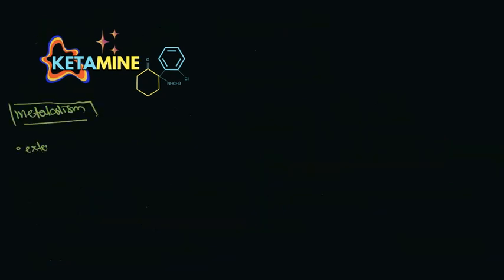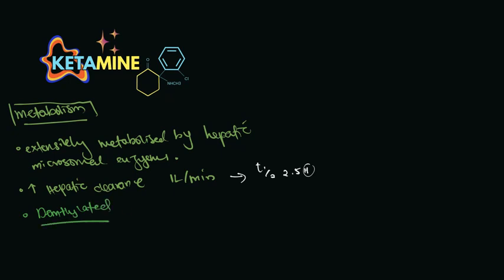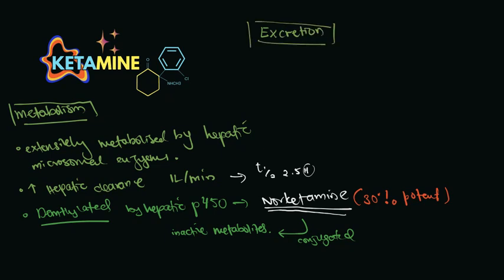As for its metabolism, ketamine is extensively metabolized by hepatic microsomal enzymes. It has a high hepatic clearance of 1 liter per minute, making its elimination half-life 2 to 3 hours. Ketamine is demethylated by the hepatic P450 enzyme system to produce norketamine. Norketamine has 30% potency of its parent compound ketamine. Therefore, it is an active metabolite. Norketamine is then conjugated into inactive metabolites, which will be excreted through the urine.